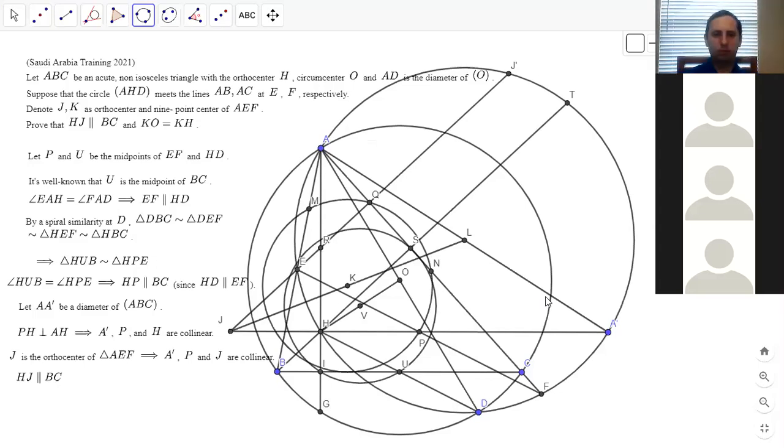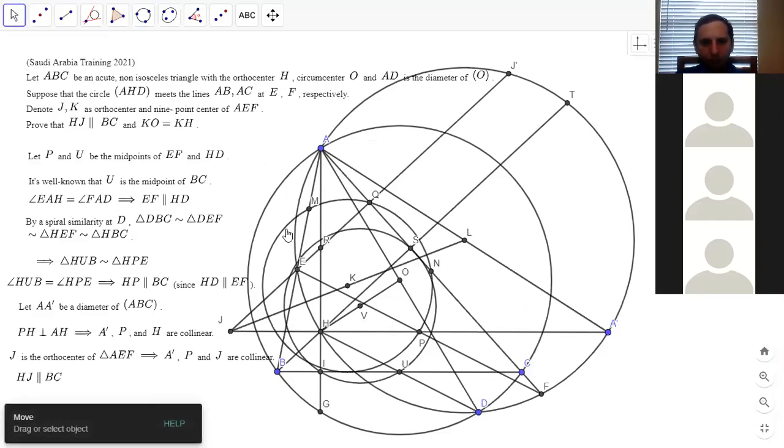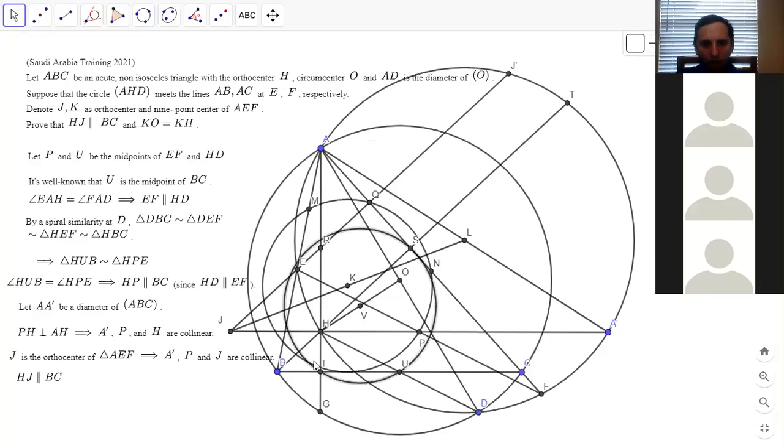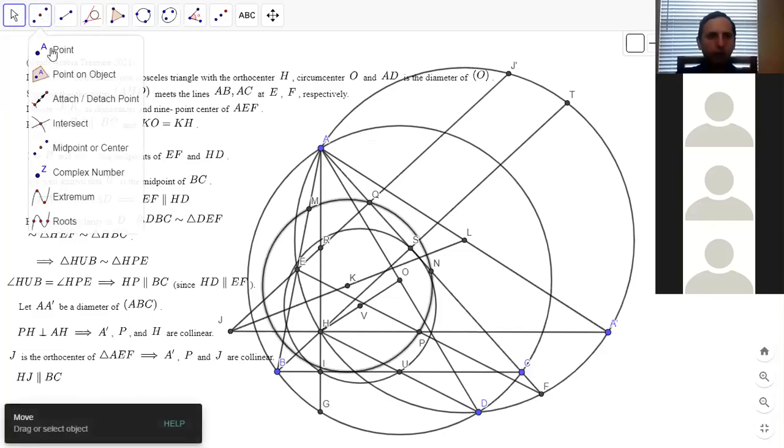Wait, so you want to draw the radical axis? Maybe you just check if it passes through any special points, and if not, then just delete it. Okay. Yeah, I'll check out the radical axis.